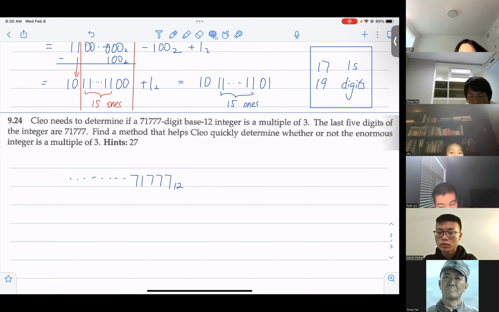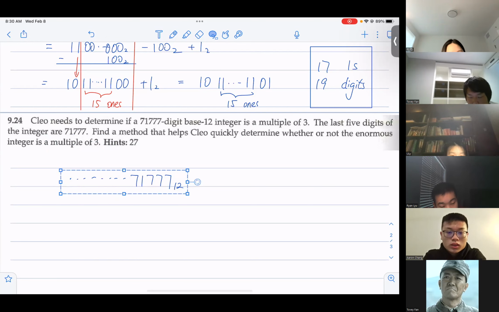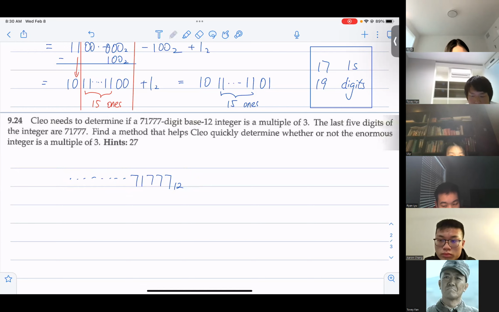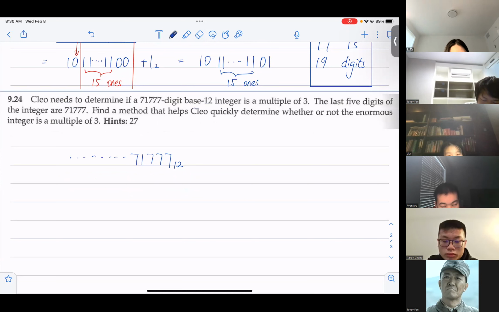Okay, Lily, Aaron, and Ryan, think about it, all right? I'm gonna give you guys a hint. Try to express this in the decimal system. Okay, express this using the decimal system, using the base number. I think you can figure it out. What happens if you express this number using the base number?